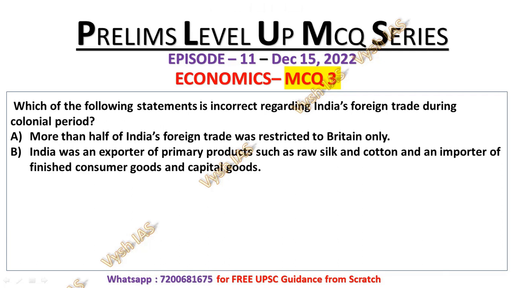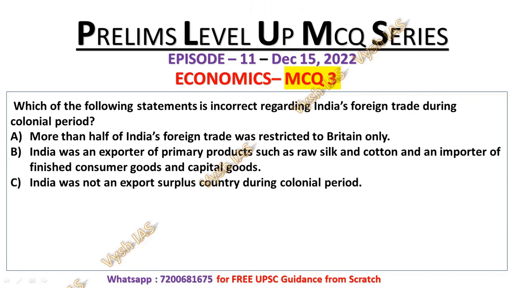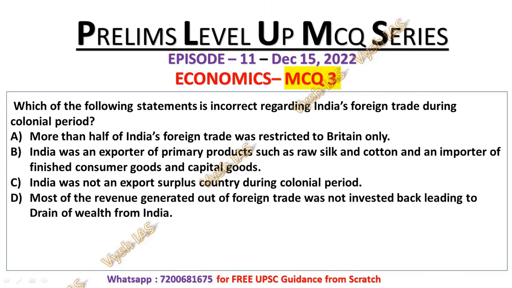India was an exporter of primary products such as raw silk and cotton, and an importer of finished consumer goods and capital goods. India was not an export surplus country during the colonial period. And the last statement is most of the revenue generated out of foreign trade was not invested back, leading to a drain of wealth from India. So here you have to find the incorrect statement. So try to answer this question and write it in the comment section.